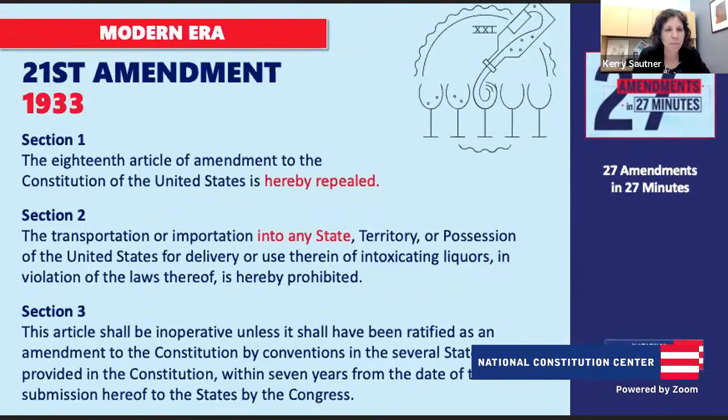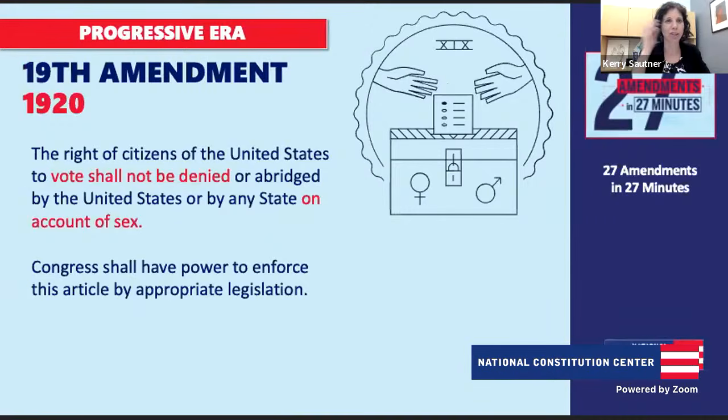Fascinating. Okay, now we're back on track and let's take a look at the 19th Amendment. So it's a really important one. We just did a great, amazing tour of the 19th Amendment exhibit last night. So there's just so many amazing players we could talk about this.